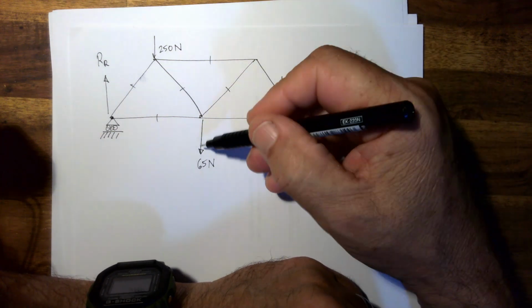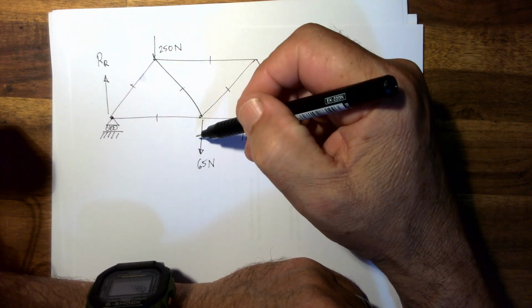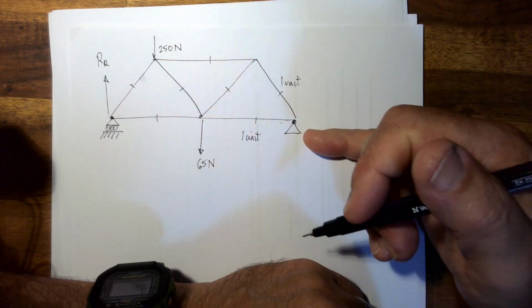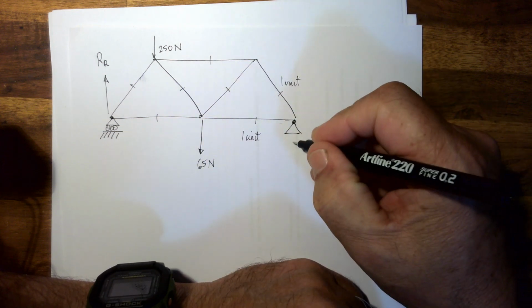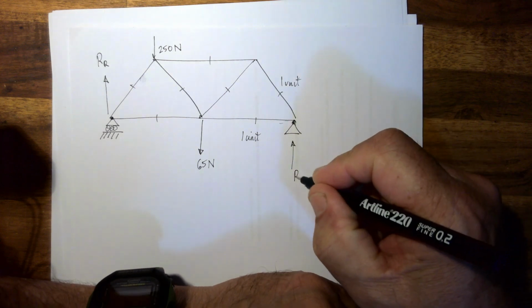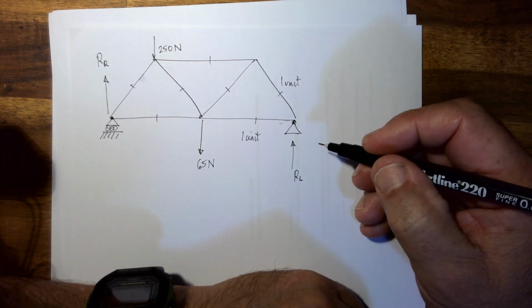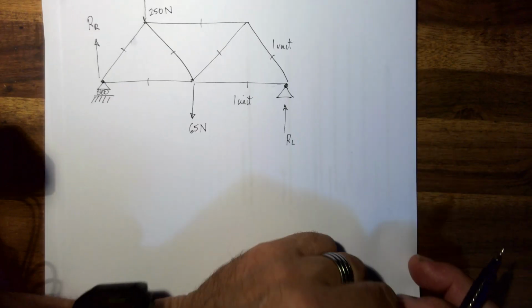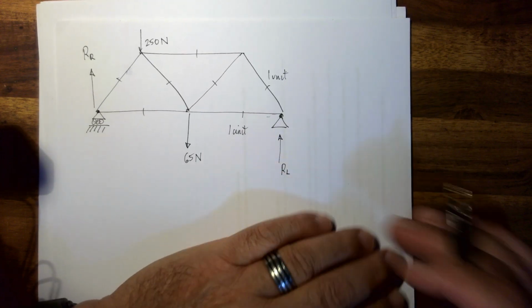However, we note that we don't have any horizontal forces, so we don't have any angle forces, so there's no movement on this truss pushing it from side to side. So we're safe to assume that the reaction on the left is going to be vertical as well. There's no horizontal forces. Okay, does that make sense?